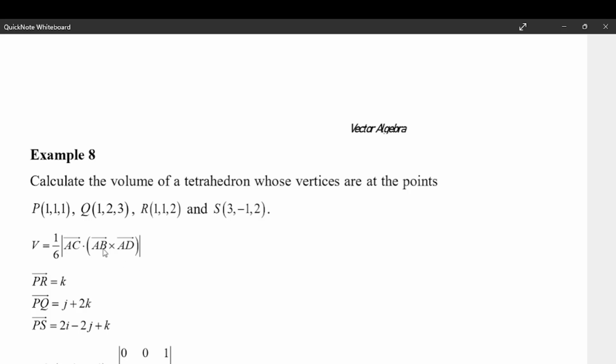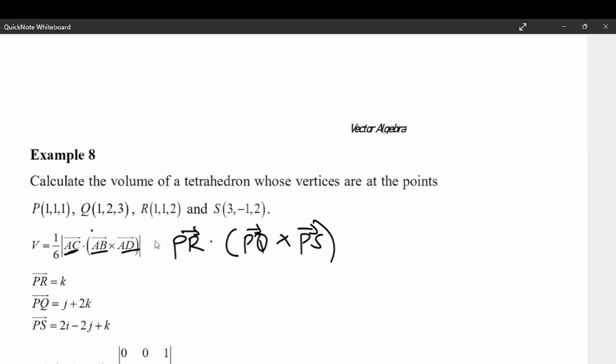So the question is, how did we get this? The question is in PQRS, but here we are using AC, AB, and AD, of course, which makes it very difficult for us to understand. So the proper way is to be PR dot PQ cross PS. So PQ cross PS.